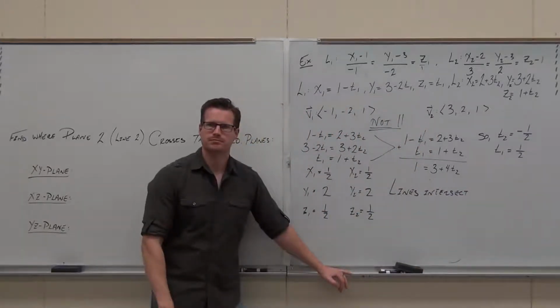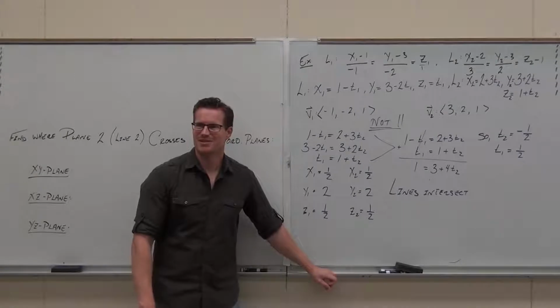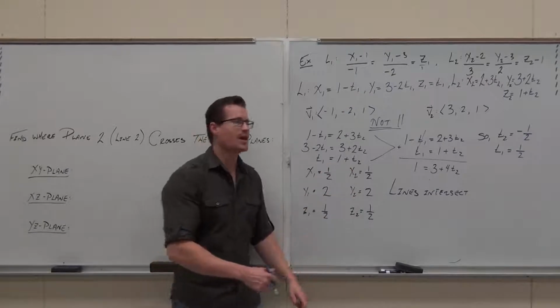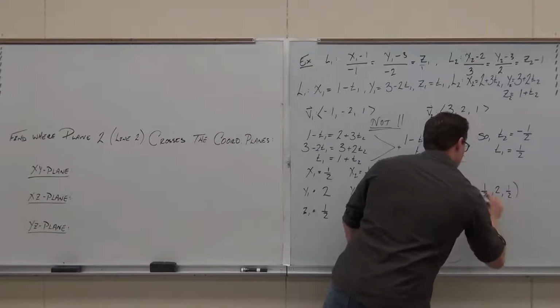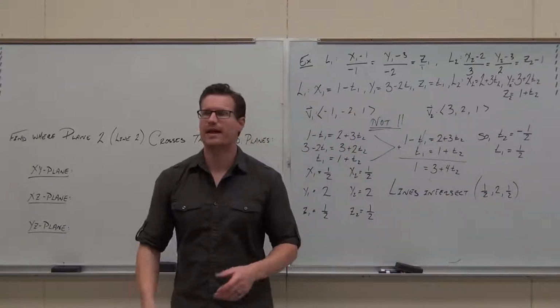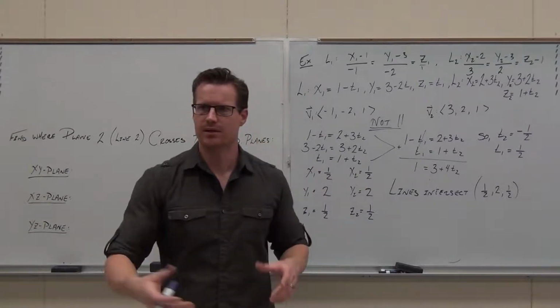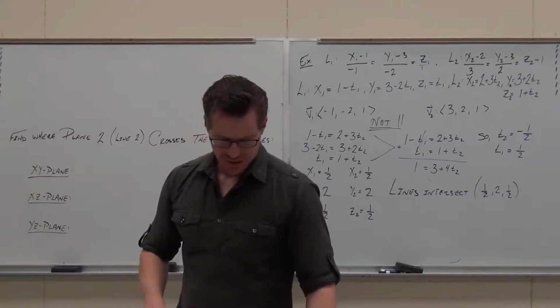At what point? Well, you found the point. X1, Y1, Z1, or X2, Y2, Z2 is the same thing. They intersect at the point that we just found. That's why we said they intersect, because it was at that point. It seems trivial, but you need to understand that. Are you okay with it?